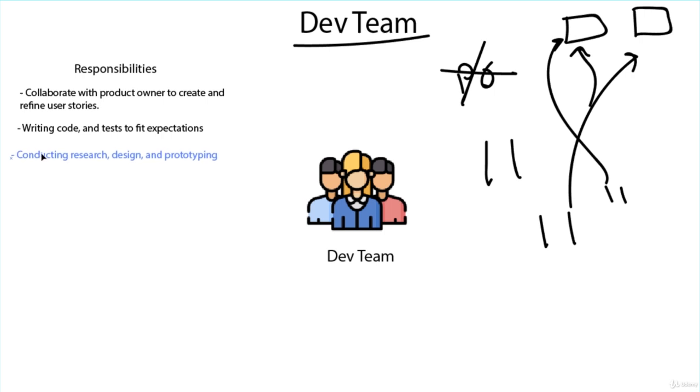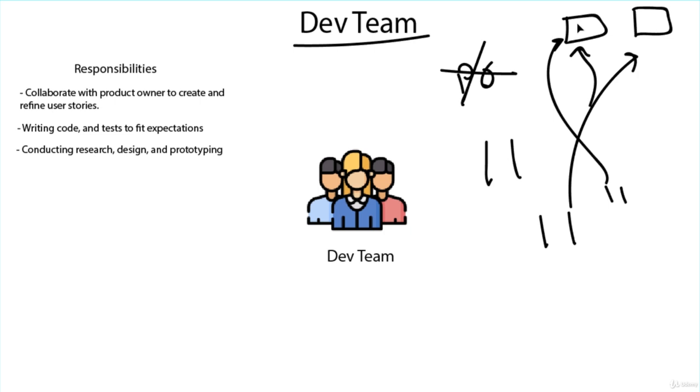With conducting research, design, and prototyping, the responsibility of the dev team is to do this. They're the tech people. They're the ones that are going to know the best ways to research, design, and prototype. There's going to be an idea, a user story that comes down that says, can we build this? And guess what? The product owner is not going to know if it's possible because he's not a technical person. The Scrum Master is not going to really know.